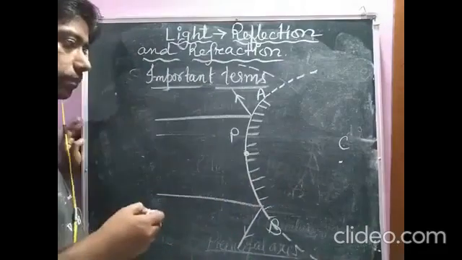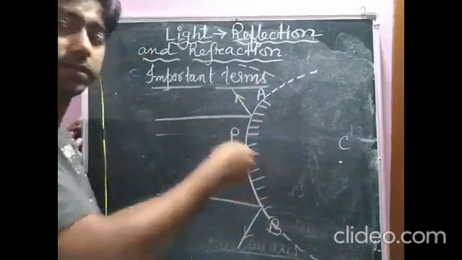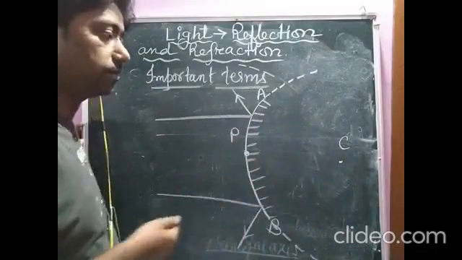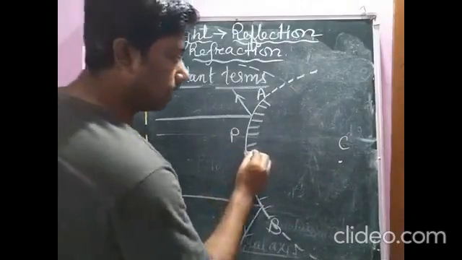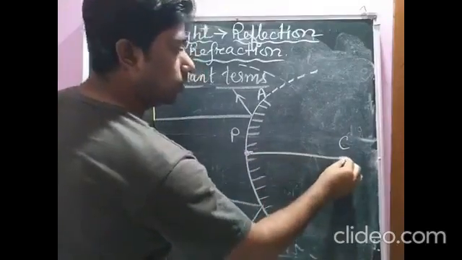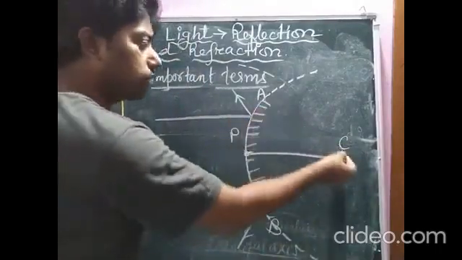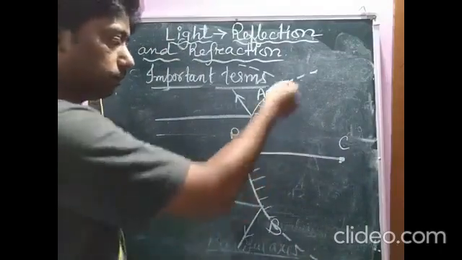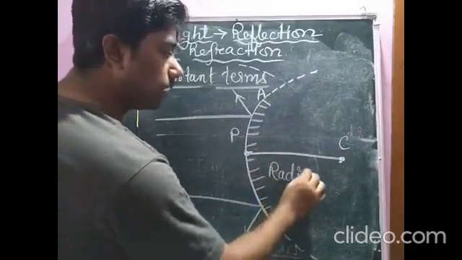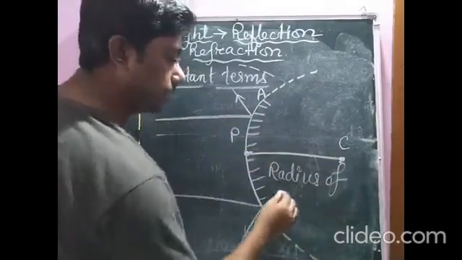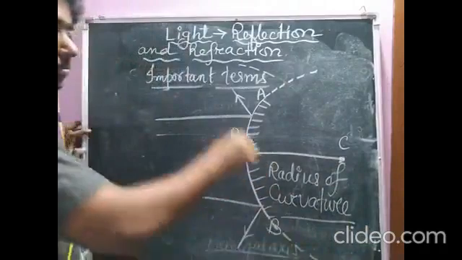Okay? This is the central point of the imaginary sphere. That means the imaginary sphere will also have some radius, and in this diagram, this will represent radius P to C. Actually, radius can be represented by A to C also, but we will define what is radius of curvature, and radius of curvature is the radius of the imaginary sphere of which the mirror is a part. Is it okay?